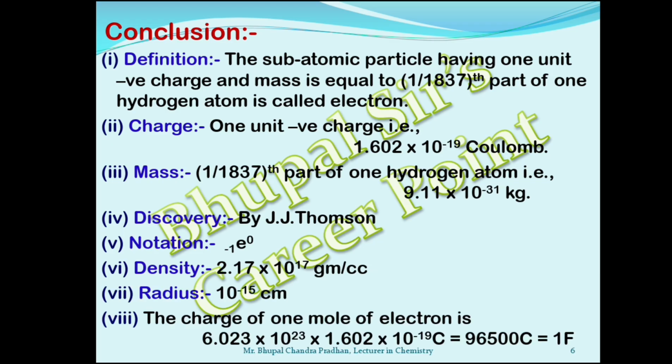The charge of 1 mole of electrons is Avogadro's number into the charge of 1 electron, that is 6.023 into 10 to the power 23 into 1.602 into 10 to the minus 19, which is found to be 96,500 coulomb, which is otherwise known as 1 Faraday.